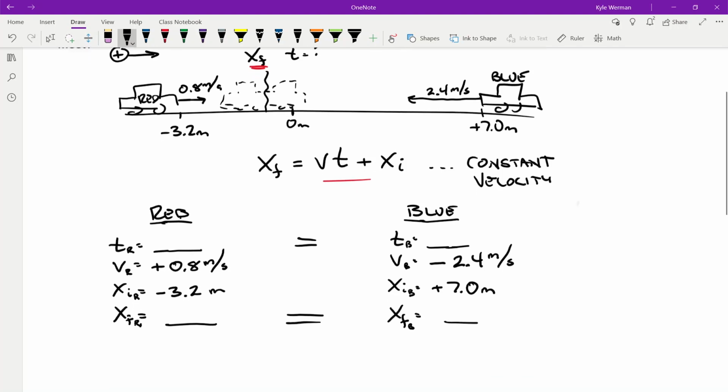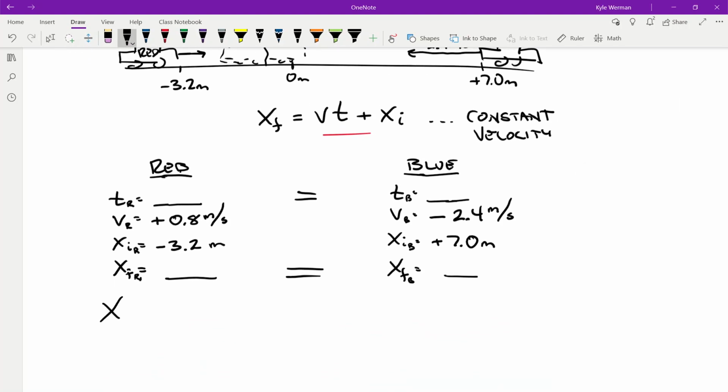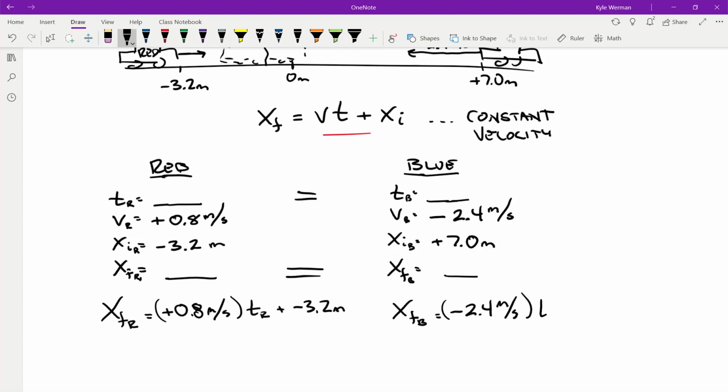And so you end up with a situation where you've got an equation for the car. The red car is going to look like positive 0.8 meters per second times its time, the time for the red, plus the initial position for the red car, which we can plug right in as negative 3.2 meters. And you have another equation for the blue car, which says that the final position for the blue is equal to its velocity, negative 2.4 meters per second, times the blue's time plus its initial position, right?